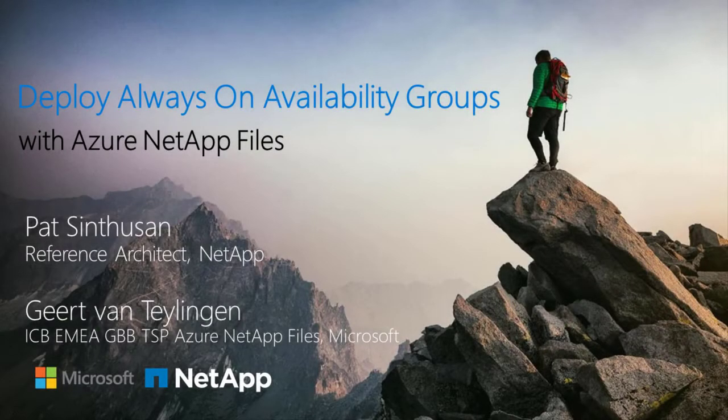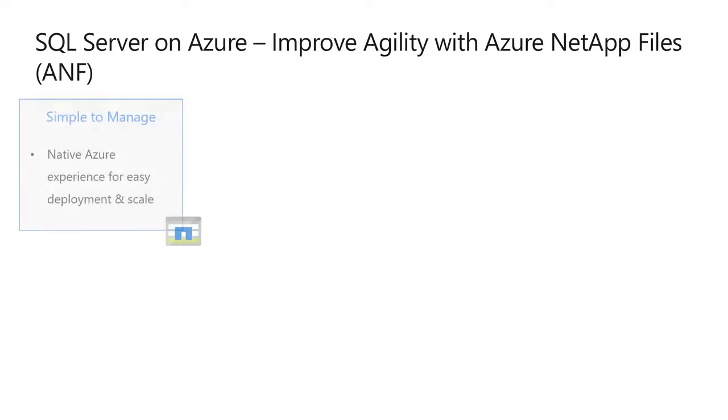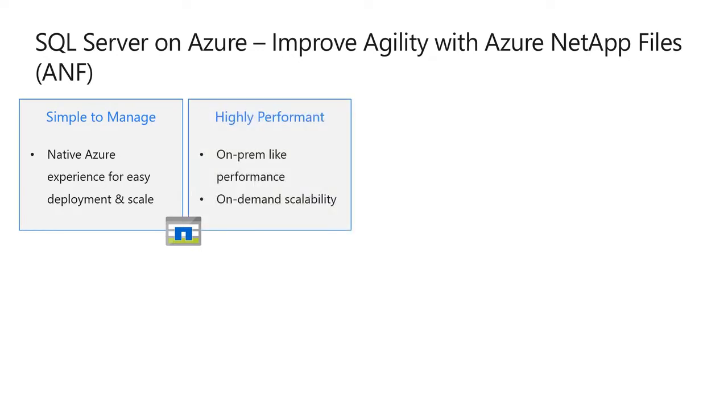This presentation demonstrates how to deploy SQL Server always-on availability groups with Azure NetApp Files, also known as ANF. Azure NetApp Files is built as a simple-to-consume Azure native platform service with the power and reliability of NetApp ONTAP storage software. High-performance all-flash ONTAP enterprise systems are now available built into Azure data centers.